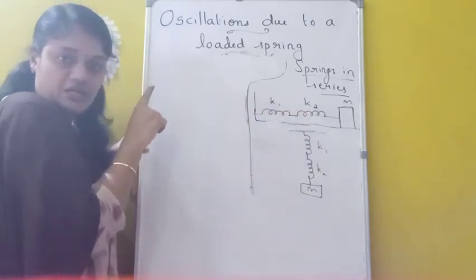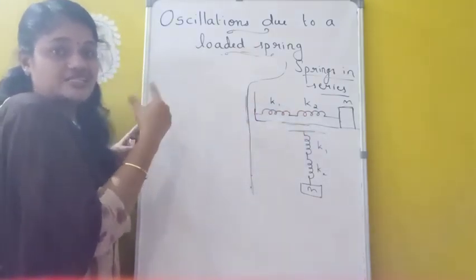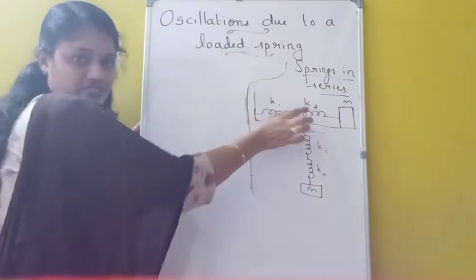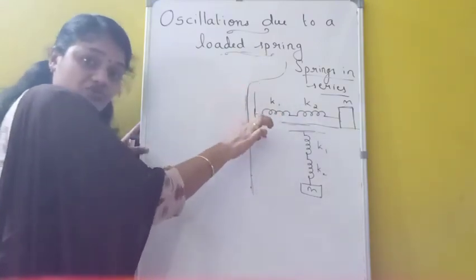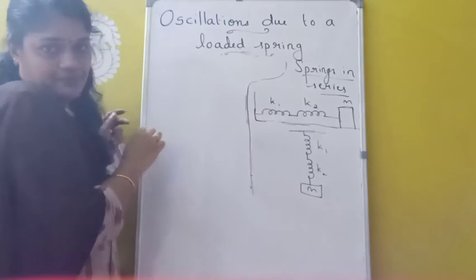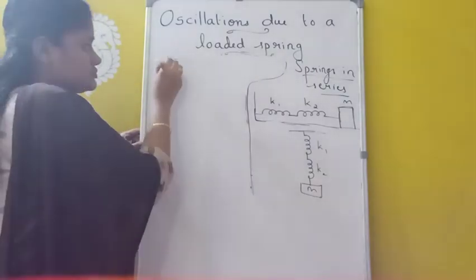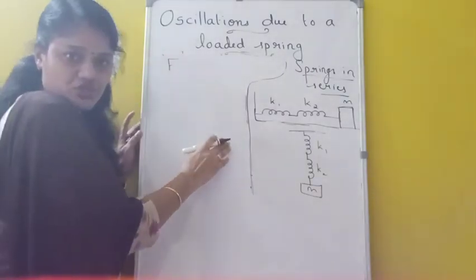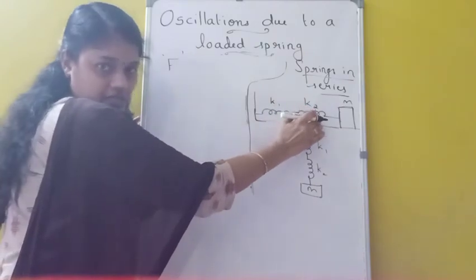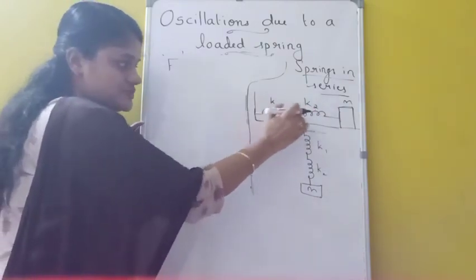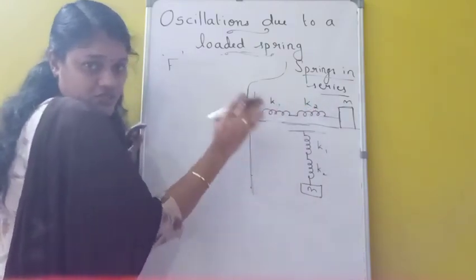But in the case of series combination, the extension produced in both the springs is not the same. In the case of parallel combination, the extension produced is the same, but here the extension is not the same. But the restoring force acting on both the springs is the same. So let F be the common restoring force acting on both the springs.